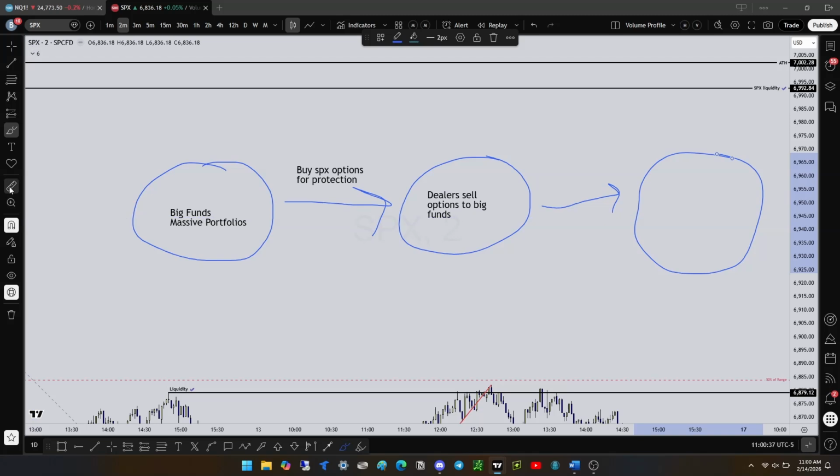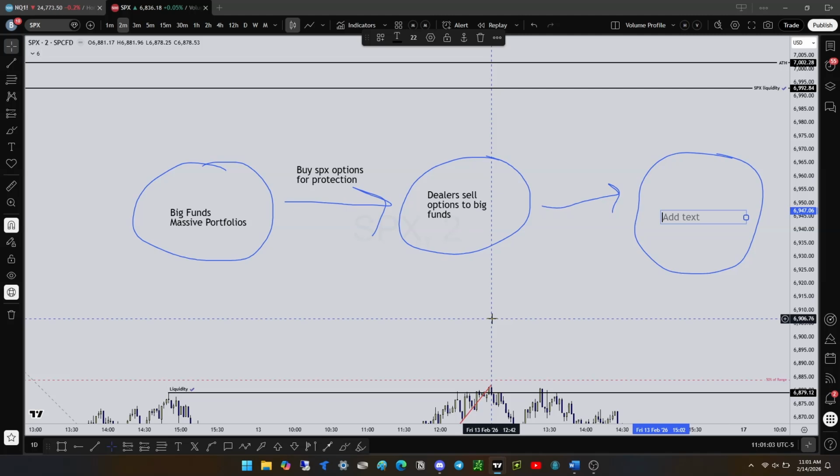Now, with all different types of assets, it could be cattle, coffee, cheese, milk, whatever. It could be financial futures, ES, NQ. The futures market is made to hedge. That is why it exists. It's not made for speculators and day traders to be flipping things around. It's made to hedge.